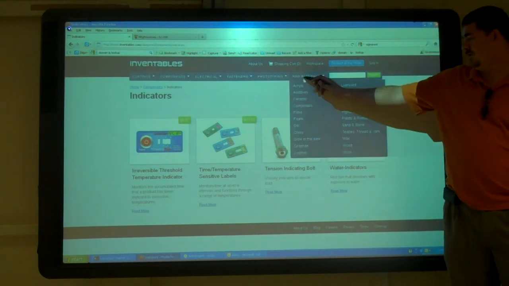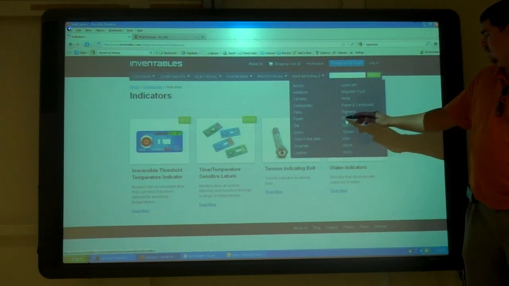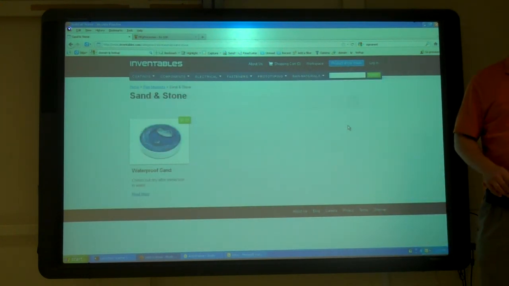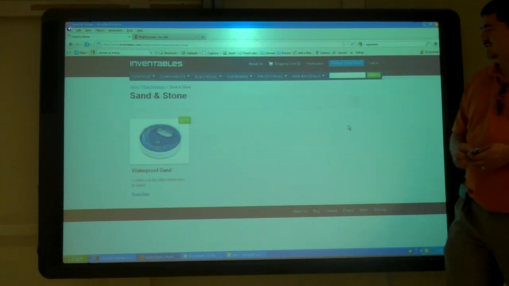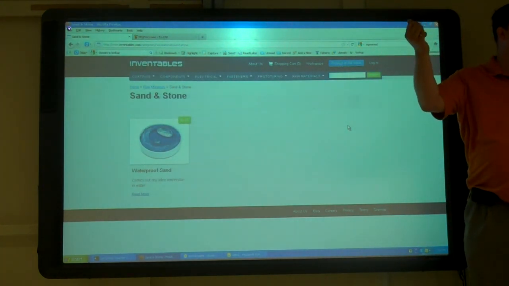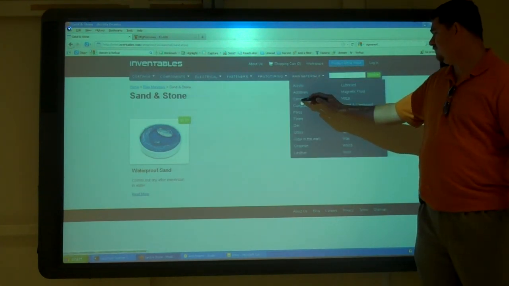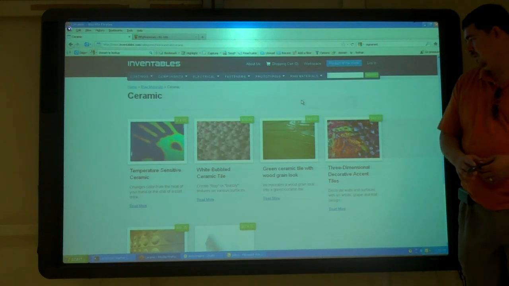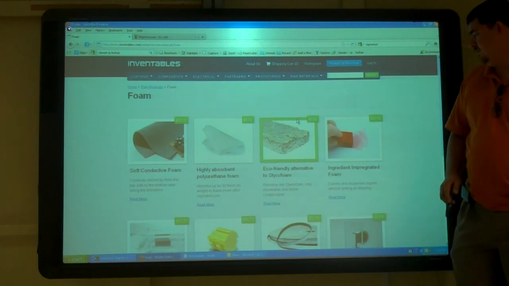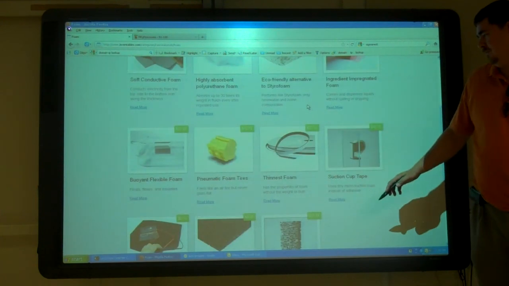But if we go to raw materials, we've got all these, so you can go in. Say you want to look at sand and stone. So, waterproof sand. What is that? Put it in, pull it out of the water, and it's perfectly dry. It's not damp or anything. Some ceramic stuff. Foams. Some biodegradable styrofoam.